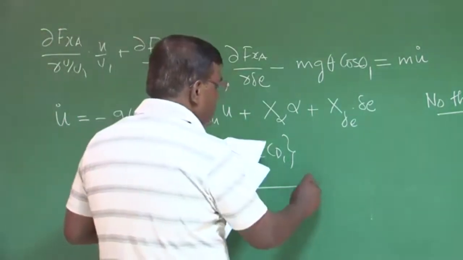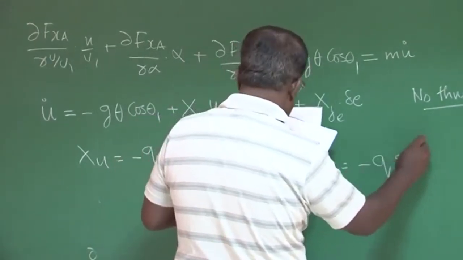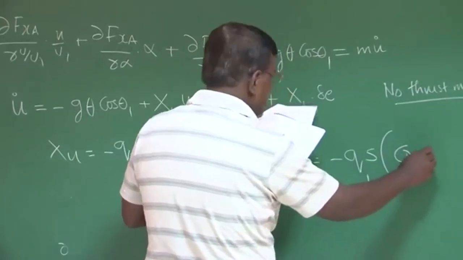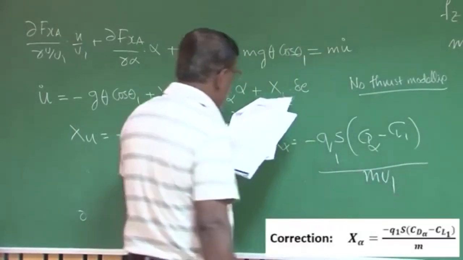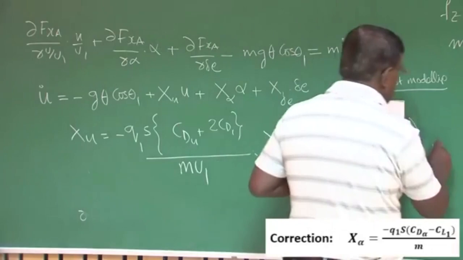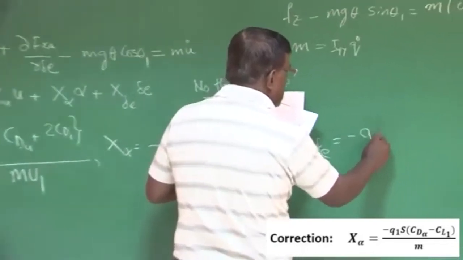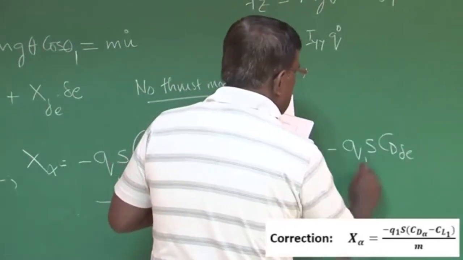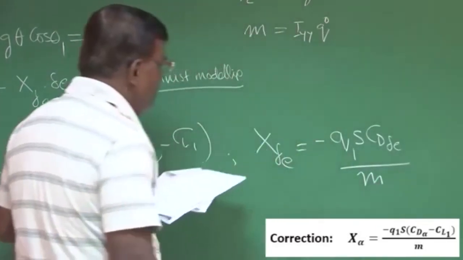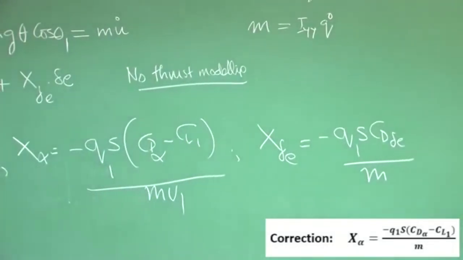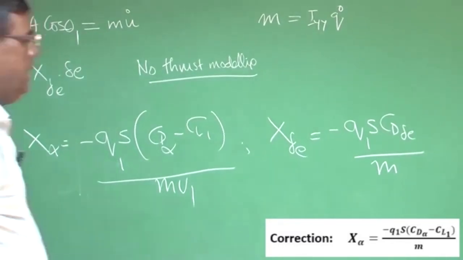Once you know X_u, you also know similarly X_alpha will be equal to minus Q1 S (C_D_alpha minus C_L1) divided by m u1, and X_delta_e will be equal to minus Q1 S C_D_delta_e by m, that's all. Okay. What is C_D_delta_e?